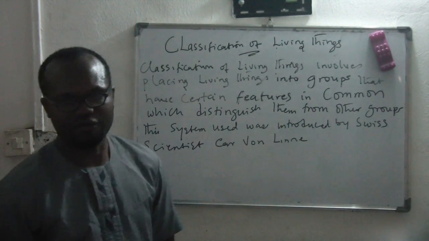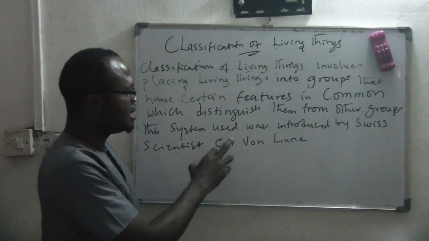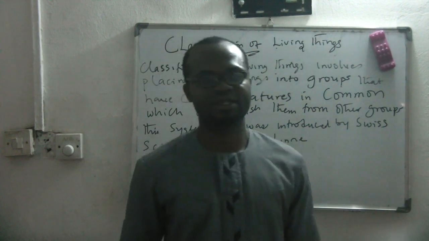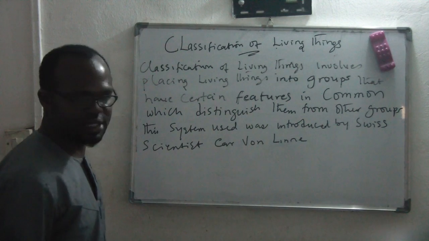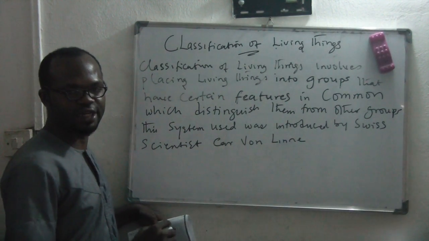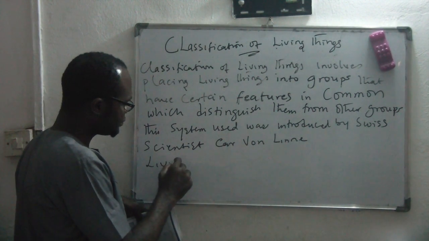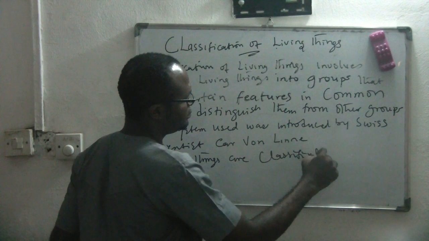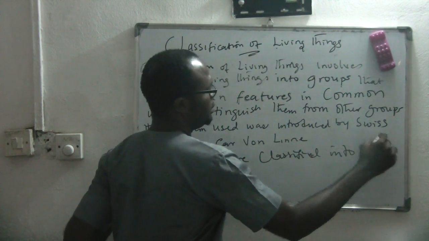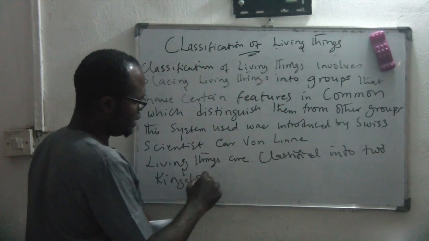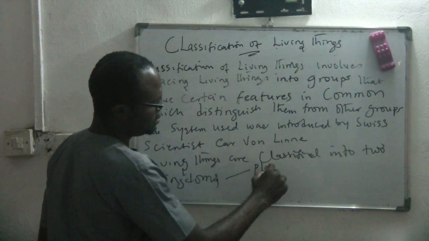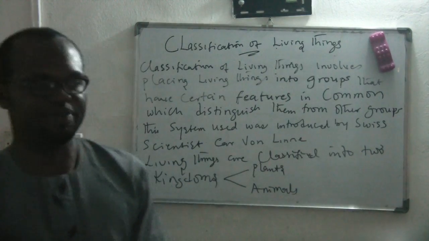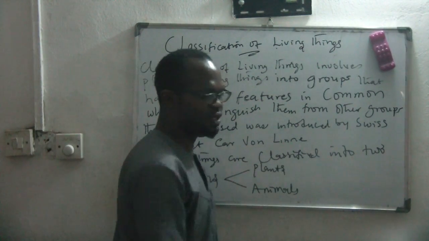The system used in classification of living things was introduced by a Swiss scientist known as Carl von Linné. Classification of living things starts with classifying living things into two kingdoms. Two what? Kingdoms. And these kingdoms are what? Plants and animals. That's the two main kingdoms that living things are classified into.